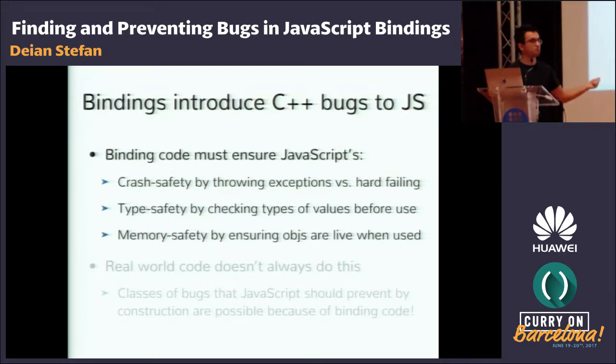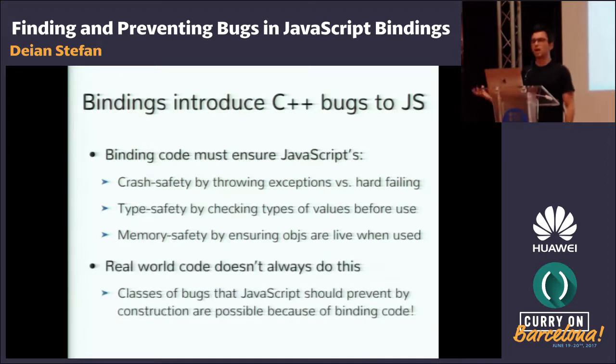Similarly, we have to manage type safety, right? Whenever we actually use one of these JavaScript values, we have to check its type, and before we use it, make sure that it's the type that we expect it to be. And of course, when we're actually using, say, a pointer, we have to make sure that this pointer actually points to a live object when we use it, even though the binding code function itself might go back and forth between JavaScript and C++ land.